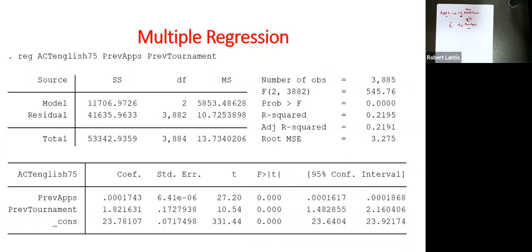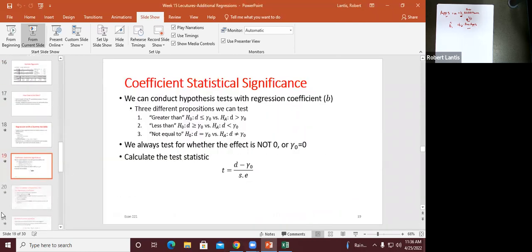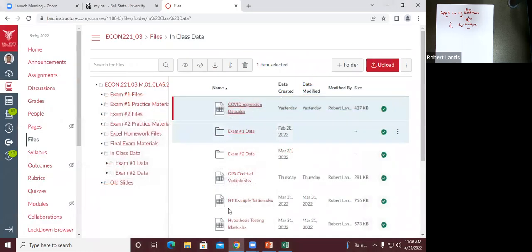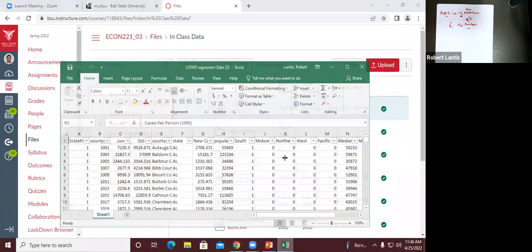Any questions before we move on? I want to show you some stuff in Excel here before we leave today. Okay. So I've got some other stuff in here. We'll pick up on this next class. If you go to that in-class data folder on Canvas, I put this COVID regression data up there. I'm going to open this up.